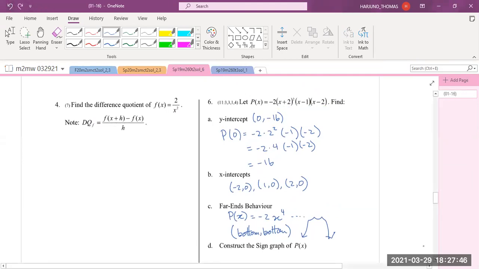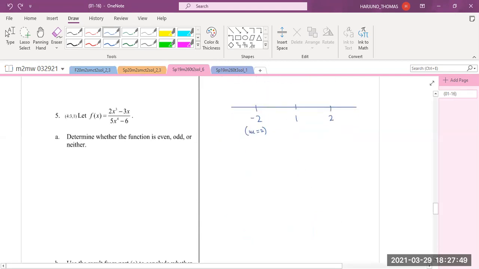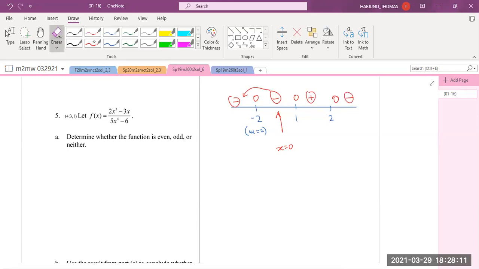Now, we already computed the y-intercept earlier. We got negative 16. So when x equals 0, we get negative. These are the zeros. Now 2 is a zero with multiplicity of 2, and negative 2 is a zero with multiplicity of 2. So there's no change of sign at those, and a change of sign at the other. Okay, that's the sign graph. Now, when you do a sign graph, do not forget the zeros, the critical numbers. Is it a critical number that gives you zeros, or is it a critical number that gives you undefined?